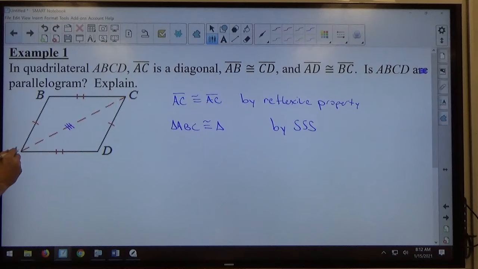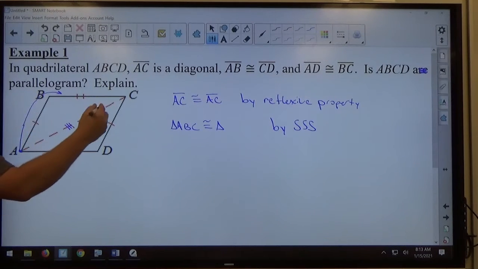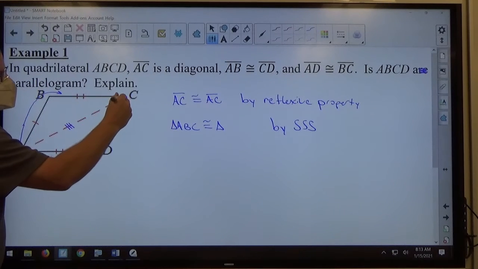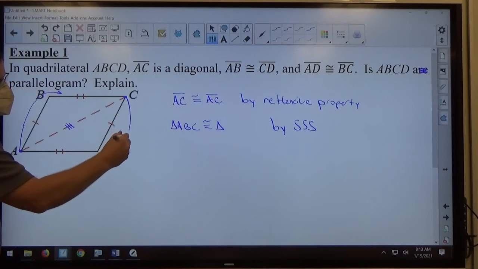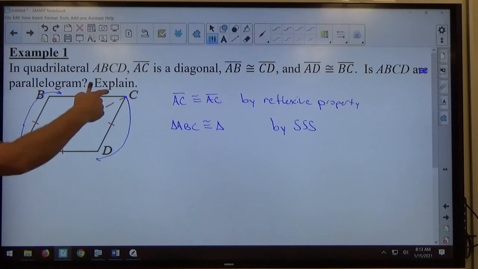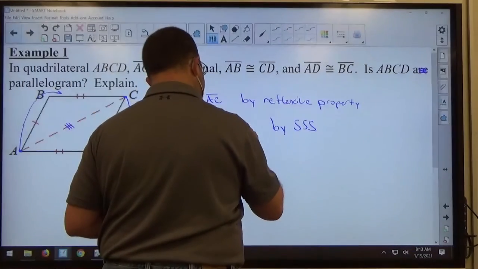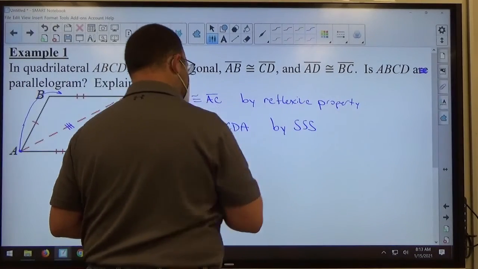If you're looking at it this way, since we're dealing with sides, I'm going from A past the one tick mark through B to the two tick marks. So I'm starting at A going this way. If I'm doing the same path from C to A, starting at C, I go past the one tick mark through D to the two tick marks. So that's the order of this one, CDA, by side, side, side.